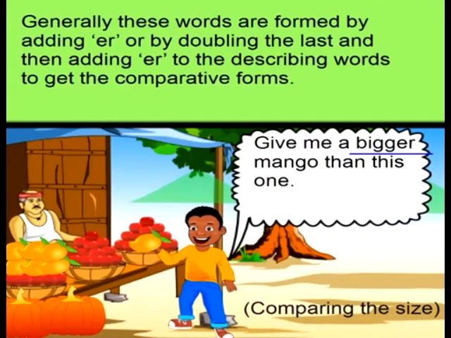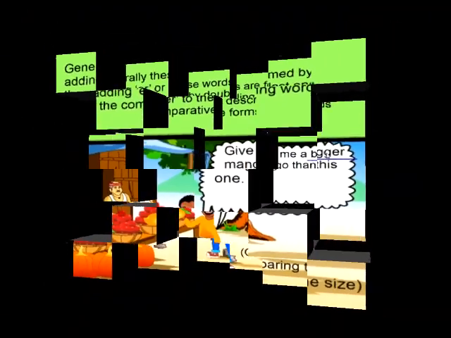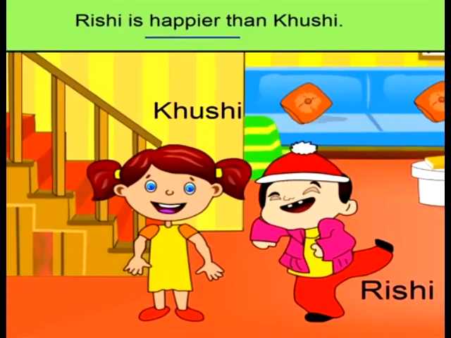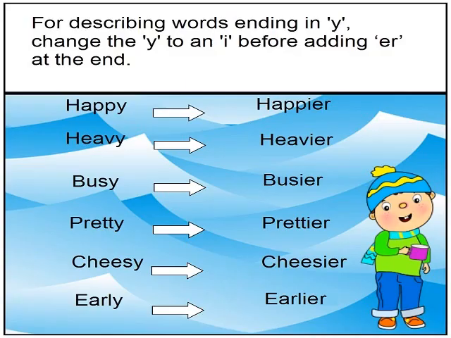So generally speaking, the words are formed by adding er or you double the last letter and then you add the er to get the comparative form of words. For example, give me a bigger mango than this one. Here we're comparing the size of two mangoes and we use the comparative form bigger. We double the last letter G and add er. Rishi is happier than Khushi.